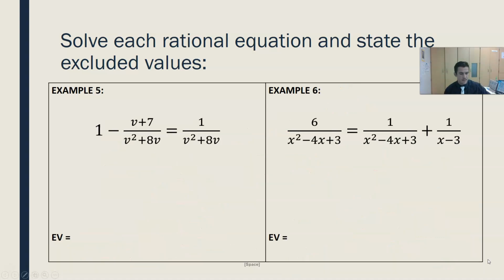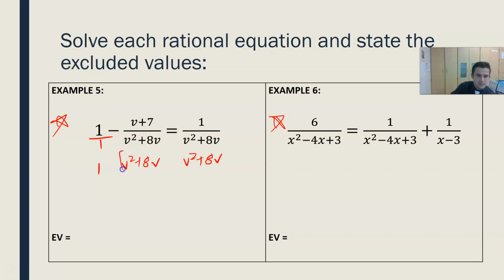Okay, let's do one more. I'm going to go ahead and do this problem right here. We did one like this one just a second ago. So I have 1 minus v plus 7 over v squared plus 8v equals 1 over v squared plus 8v. So this denominator is 1, so I have a factor of 1, and then I have v squared plus 8v here, and I have v squared plus 8v here.